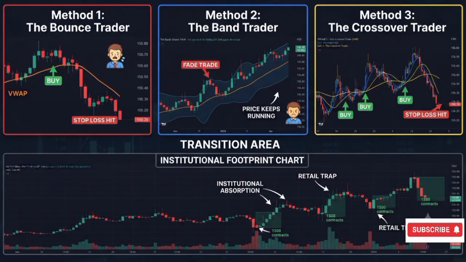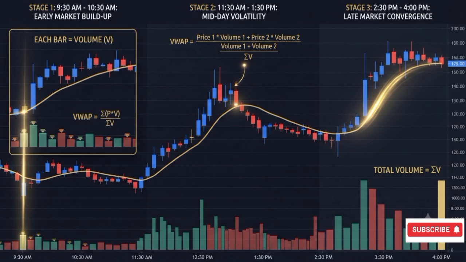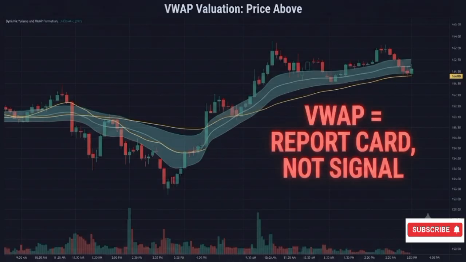VWAP stands for volume weighted average price. And yes, every trader knows that. But almost nobody understands what it actually means. Think about it this way. Every single share traded today has a price and a volume. VWAP is the average price of all those shares, weighted by how many changed hands at each price. It's not a prediction. It's not a signal. It's a report card. It's the price where the most volume has traded.